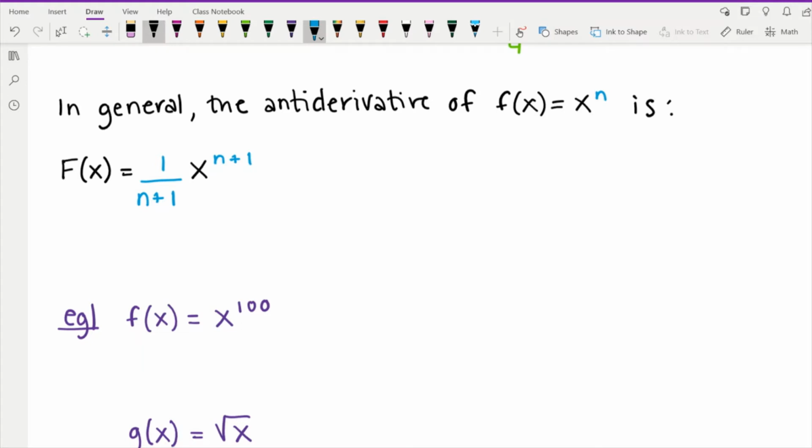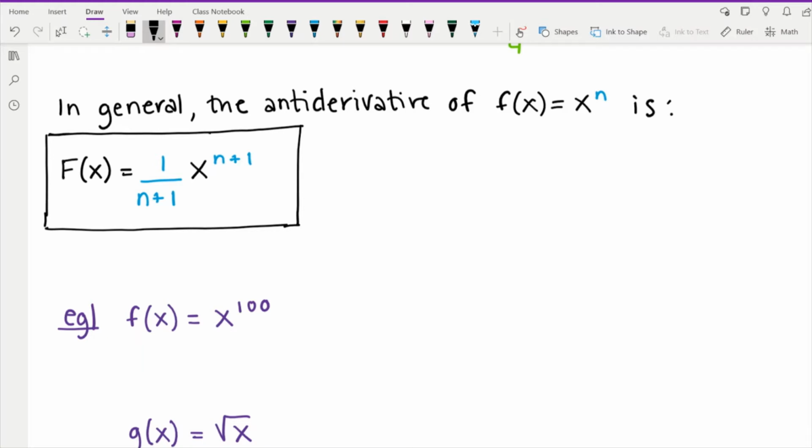So this is a really, really important rule to know. When you learn calculus, you learn all these different derivative rules, and one of them is the power rule, right? And so this is what you can think of as being the reverse of the power rule. There's one restriction I need to add to this, and we'll see why in a few minutes. This is only true when n is not equal to -1.